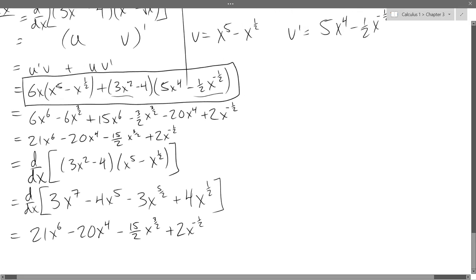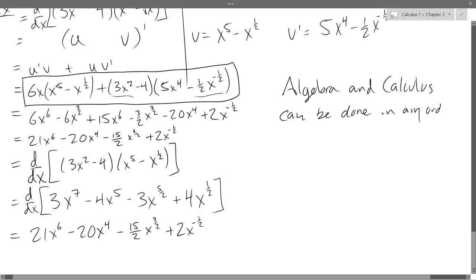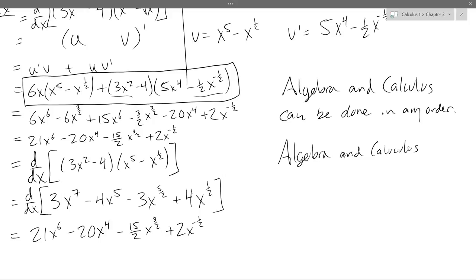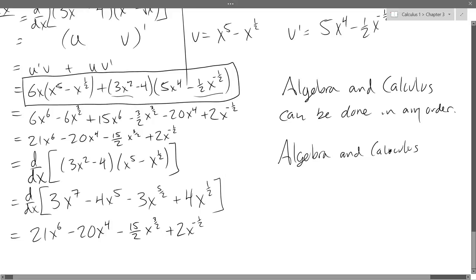I'm just going to write that down. Algebra and calculus can be done in any order. So the math way to write that is that algebra and calculus are commutative operations.